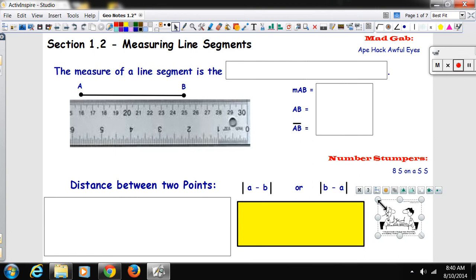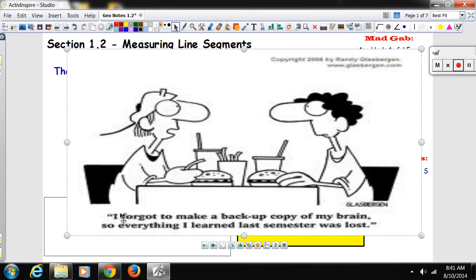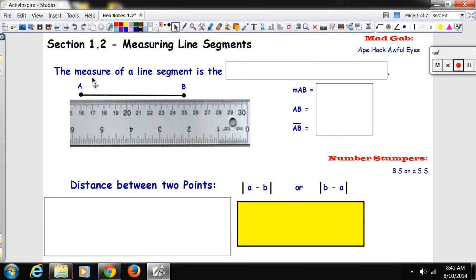And your little comic for the day says, "I forgot to make a backup copy of my brain, so everything I learned last semester was lost," which a lot of us might relate to, that sometimes we come back from summer and our brains aren't quite there yet. But hopefully we can start remembering stuff quickly.